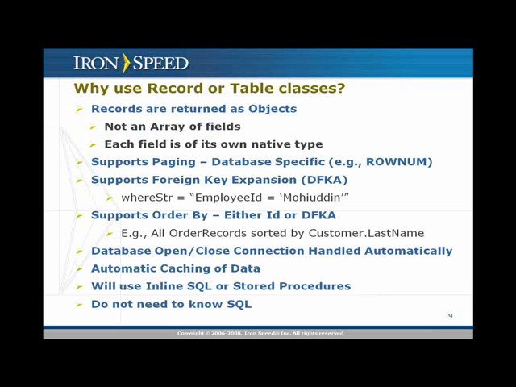Okay, so why use record or table classes? I think we covered most of these things. Records are returned as objects. They're not an array of arrays, basically. They are not an array of fields. Each field has its own native type. One of the most important things that getRecords handles underneath the hood effectively is that it supports paging.